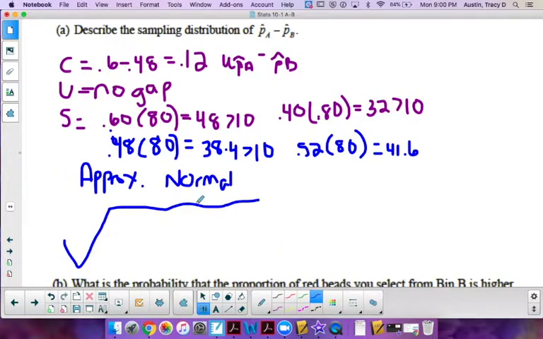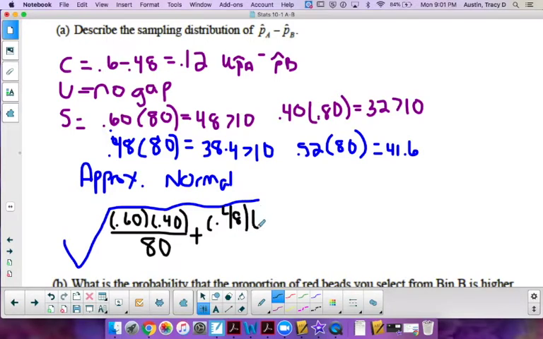Okay, so as far as being set up, since the first one is 0.60 or 60%, it's going to be 0.60 times 0.40, right? 60% success, 40% failure, divided by 80. And then inside that square root should also be the 0.48 and the 0.52. And that should also be divided by 80, since we're taking 80 from each one. Okay, so let me get this in Desmos, and hopefully my math isn't going wonky.